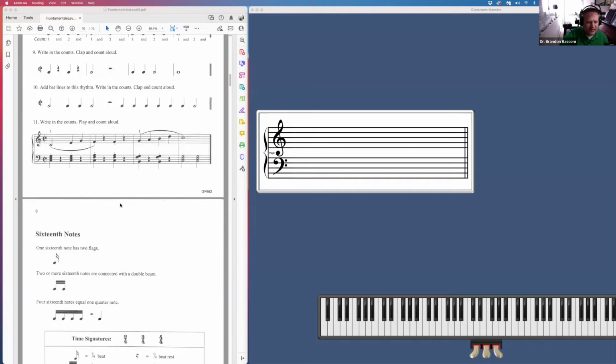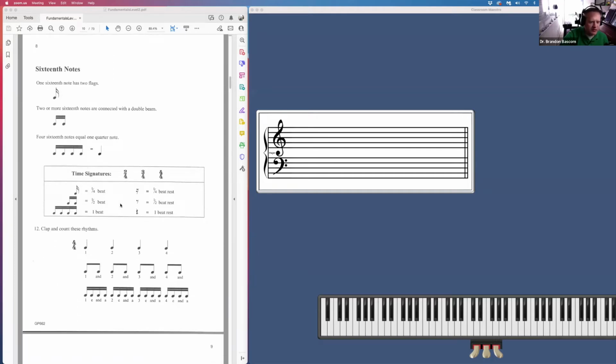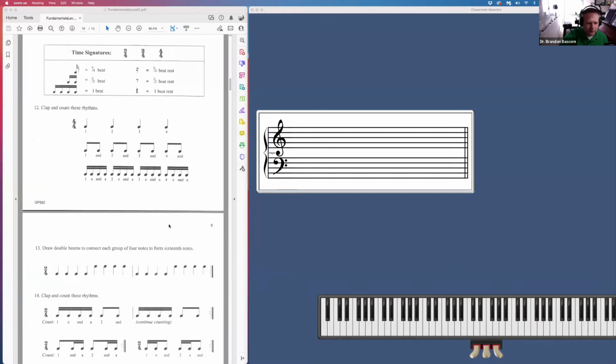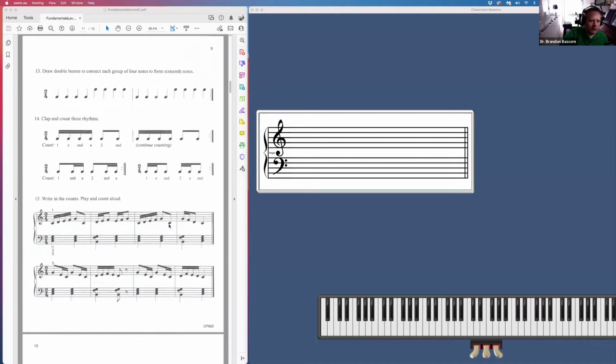On we go. 16th notes. I call these huckleberries. Huckleberry, huckleberry pie, pie. The book does one eanda. That's totally acceptable. I grew up doing one eanda as well. Again, I use a plus sign for my ands. One eanda. That should suffice fine for that. Drawing beams, double beams to turn these into 16th notes. Writing in and playing counts. Nothing new there.